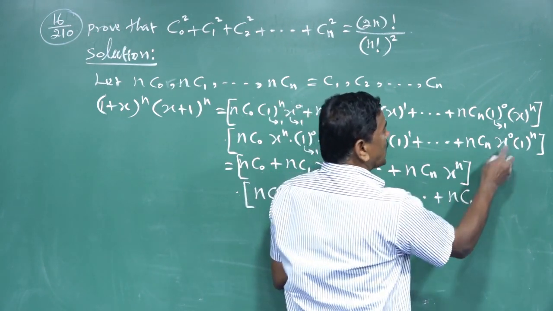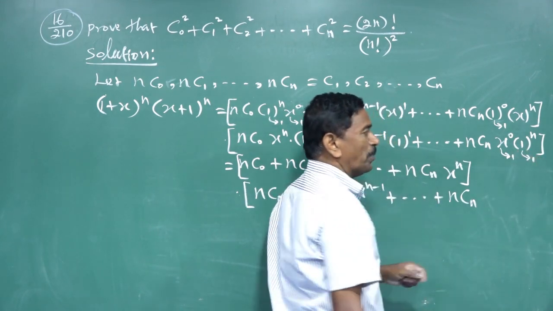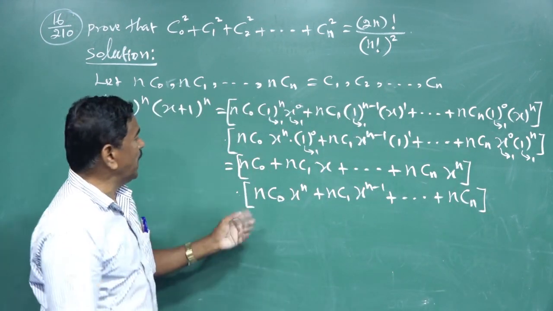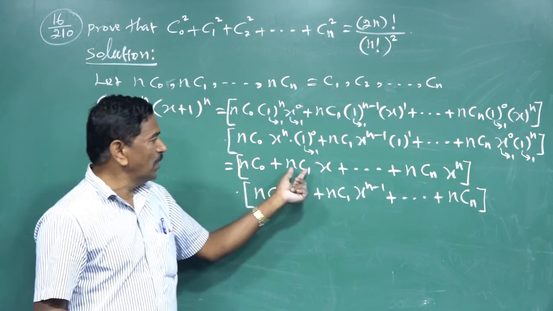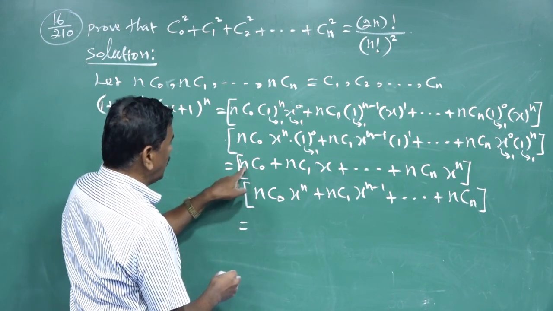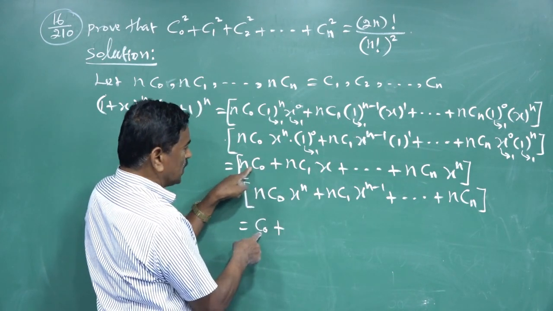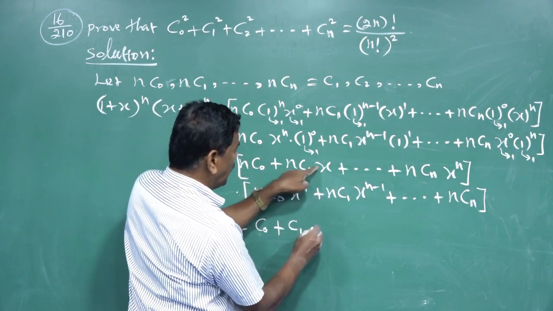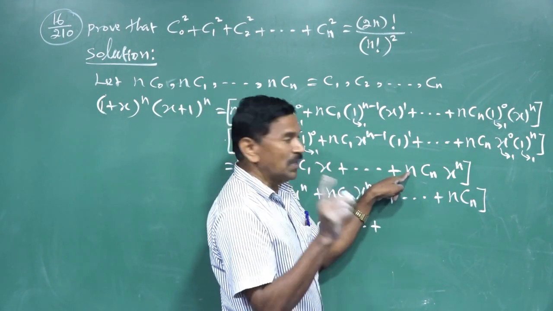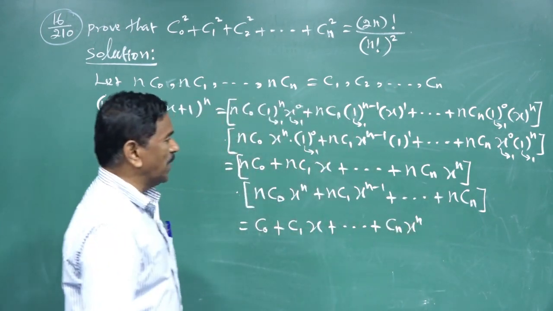nCn x power 0 tends to 1, and 1 power n tends to 1. 1 power any number tends to 1. So complete the square bracket. That's it. Now already we have taken nC0 equal to C0, nC1 equal to C1. So the next stage is nC0 equal to C0, plus nC1 equal to C1 into x, plus etc., plus nCn equal to Cn into x power n. So the first one is completed.